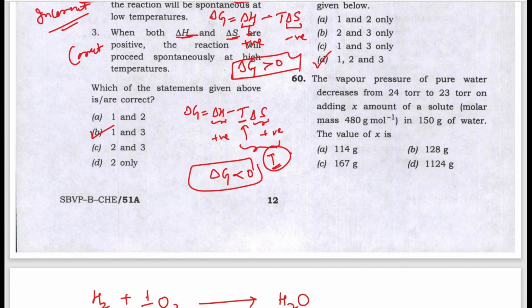In the 60th question, the vapor pressure of pure water decreases from 24 torr to 23 torr on adding X amount of solute with molar mass 480 gram per mole in 150 gram of water. We have to find the amount of the solute, that is X. So in this case, they are providing the initial pressure 24 torr, and this is the final pressure, that is 23 torr. You can take this as the pressure of solution and this as the pure pressure of the water, P naught.